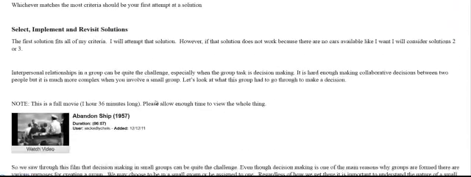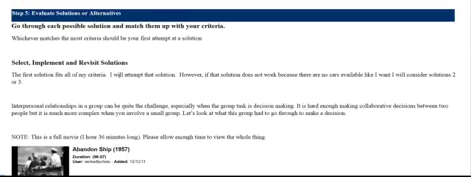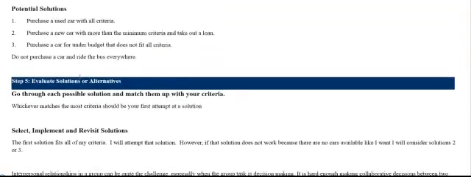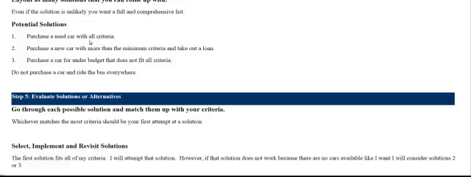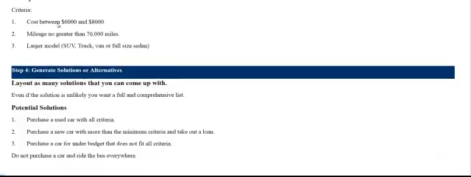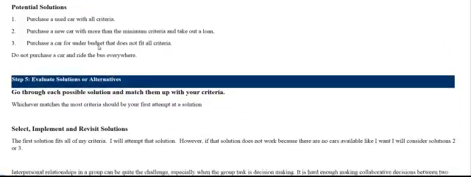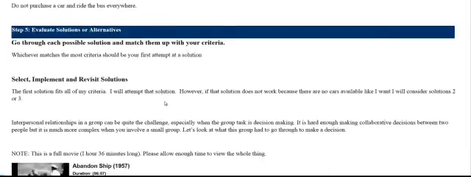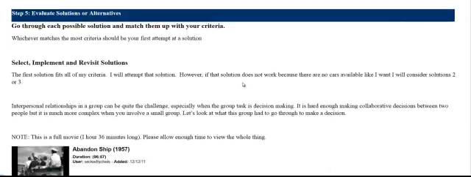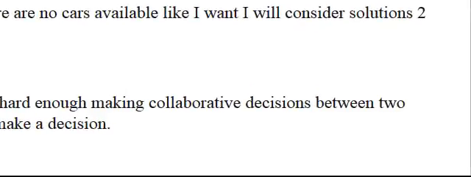Okay, so you're going to select, implement, and revisit the solutions. So the first solution fits all my criteria. Number 1, purchase a used car with all 3 criteria like we mentioned earlier. It fits all of my criteria, so I'm going to attempt that solution first. However, if that solution does not work because there are no cars available like the one I want to consider, solutions 2 or 3 may be an option.